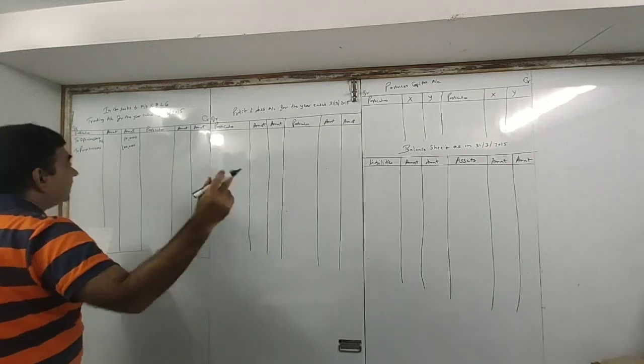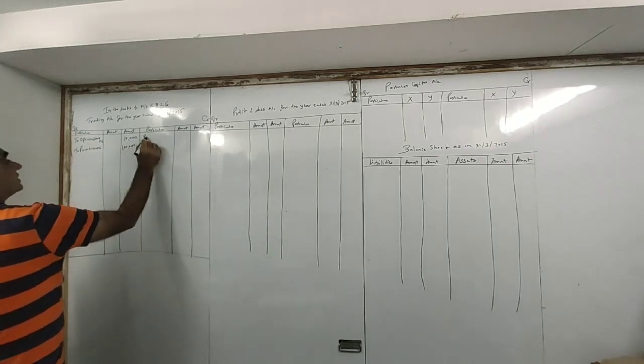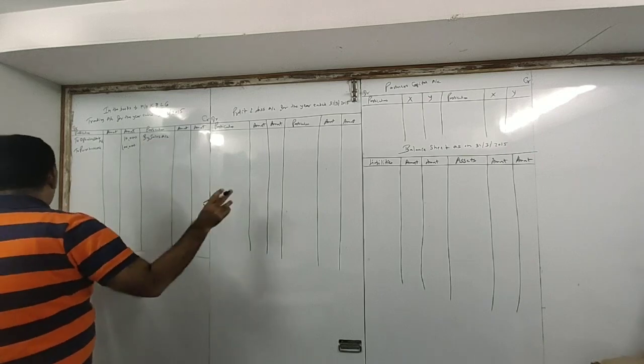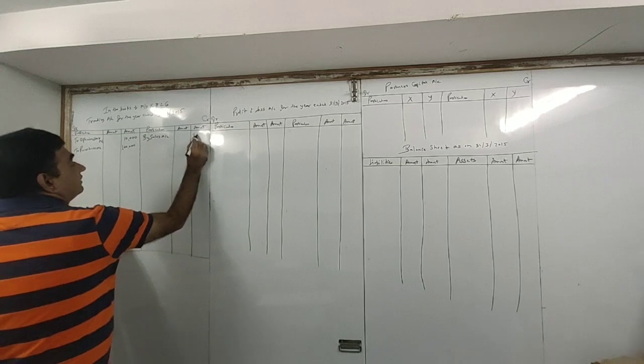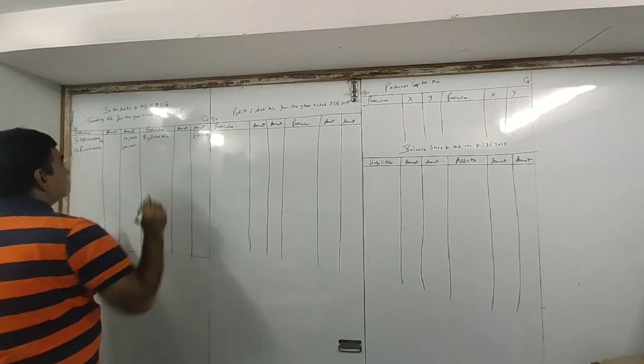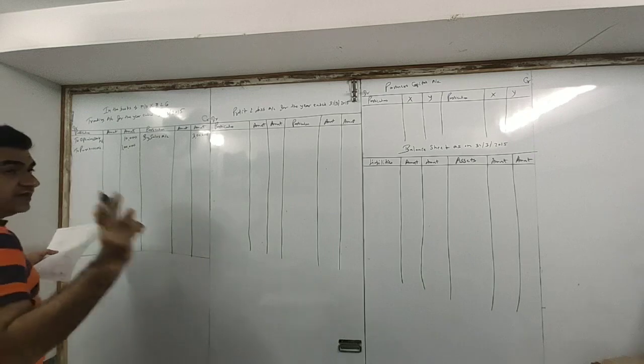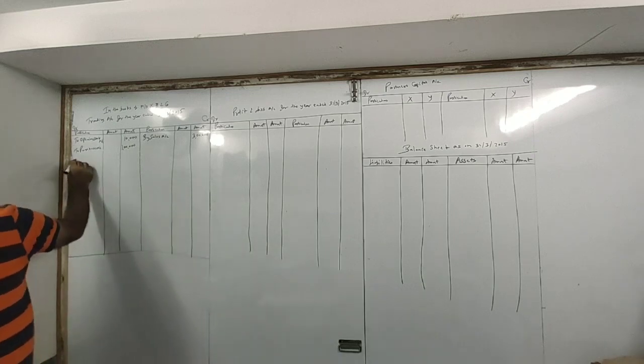Sales. Goods going out. Come to the credit side of trading account. Right there, by sales account. No adjustment. Straight away outside. 3 lakhs.